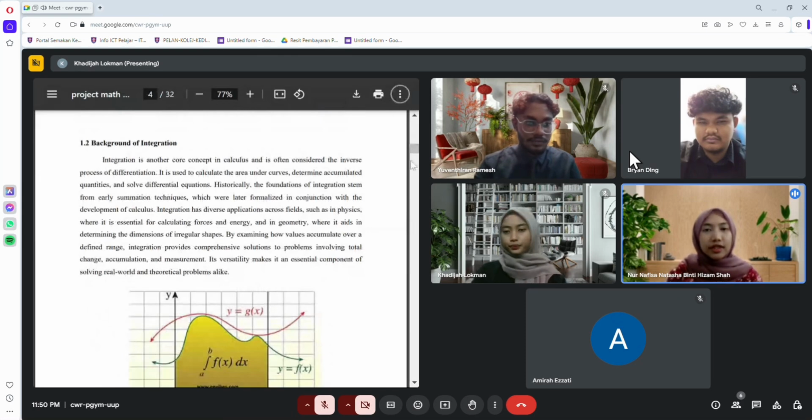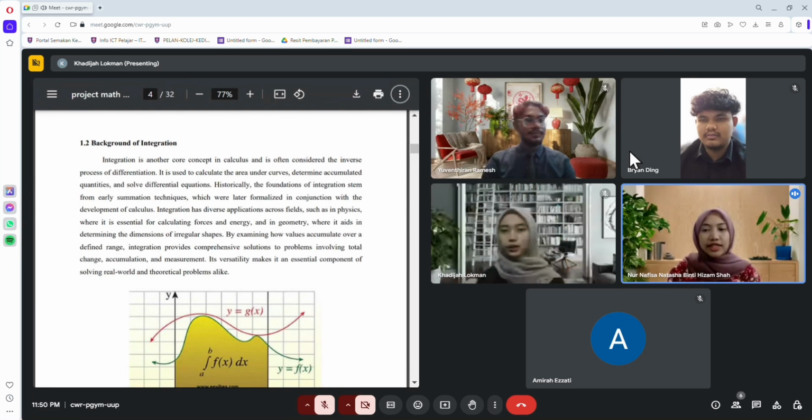Okay, so this is the background of integration. Integration is like the opposite of differentiation. It helps us to calculate the area under a curve and totals like volume and energy. It has two types. Firstly, the definite integral, which finds a specific value, and the indefinite integral, which gives a general formula. Integration is used everywhere, from physics to geometry.